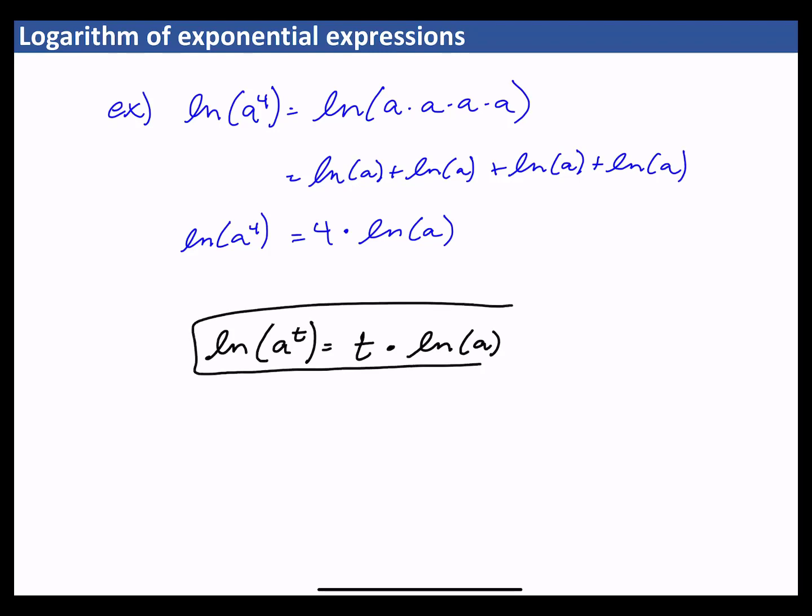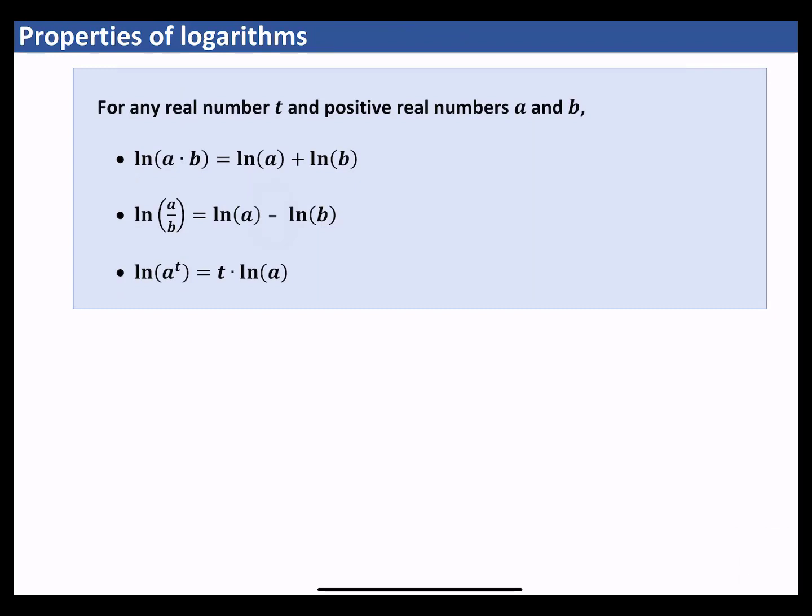So in conclusion, we now have three new properties of logarithms. Namely, for any real number t and positive real numbers a and b, the natural log of a times b equals the natural log of a plus the natural log of b. The natural log of the quantity a divided by b equals the natural log of a minus the natural log of b. And the natural log of the quantity a raised to the t power equals t times the natural log of a.